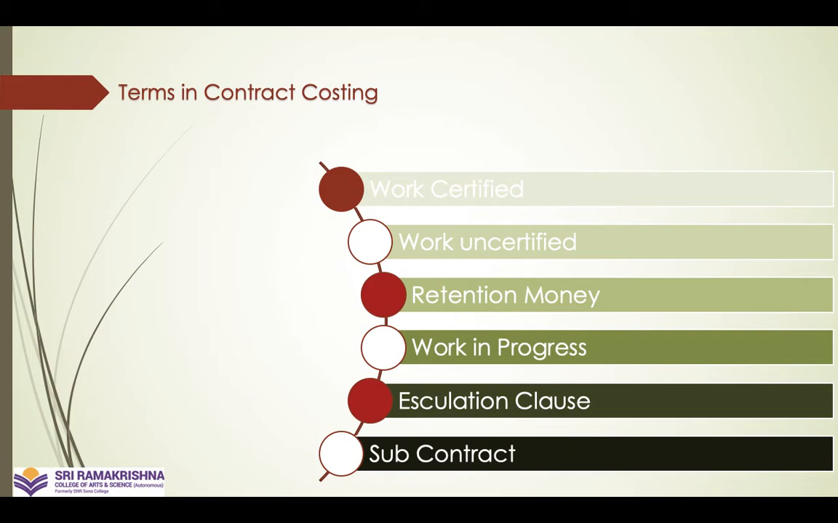Next is work in progress. Work certified and work uncertified, when added together, we call work in progress till a contract is completed. This work in progress will be shown in the balance sheet. Next is the escalation clause. As I told you, the contract is for a long period. There may be a chance that the price of material will increase or decrease. So while framing the agreement, they will keep this escalation clause also. When it is kept, the increase in material price will be taken care of by the contractee.